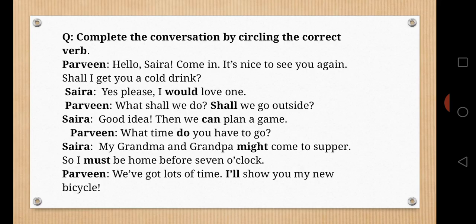First question is complete the conversation by circling the correct verb. At page number 50, you are given more than one verb. What you have to do is circle the correct verb. Here the correct verbs are given in bold words.